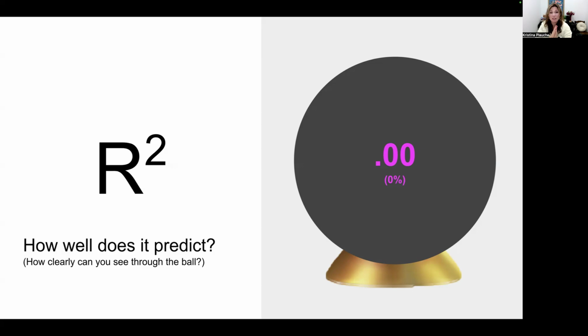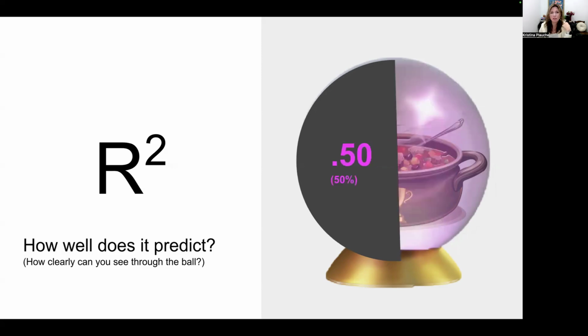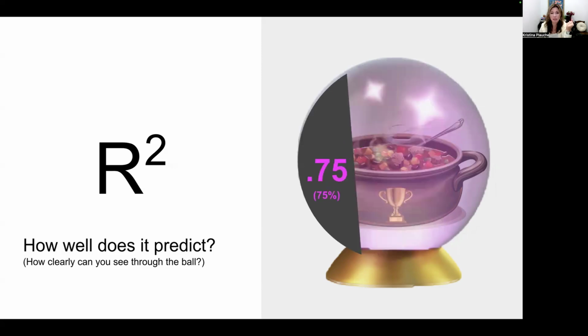The values are between 0 and 1, which means that you can think of them as percentages. So a 0.00 R squared value means that you can see 0% through the ball. It is 0% good at predicting. 0.1 means that you can see 10% through the ball. Not great, but better than 0. 0.5 means you can see 50%, and 0.75 means you can see 75% of the way through the ball.